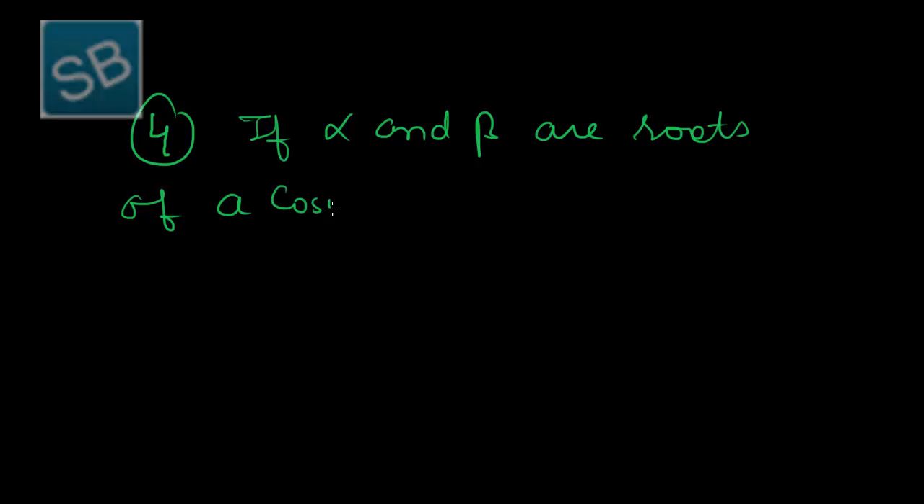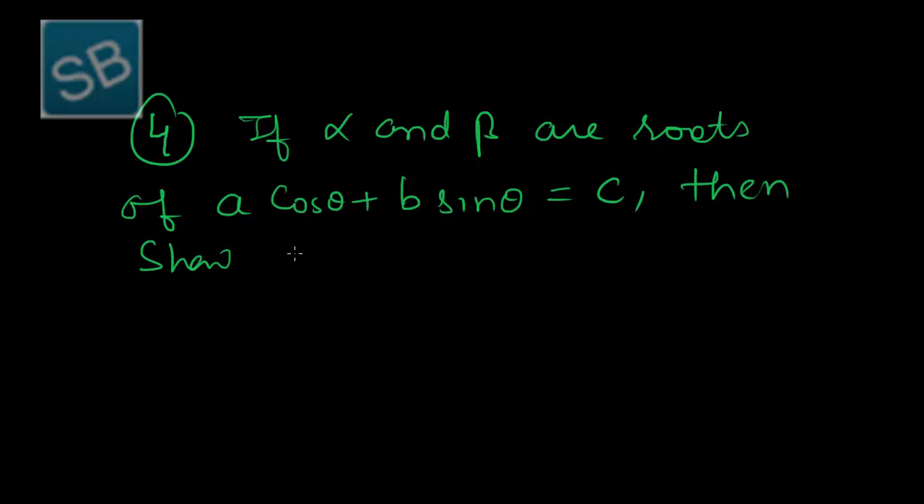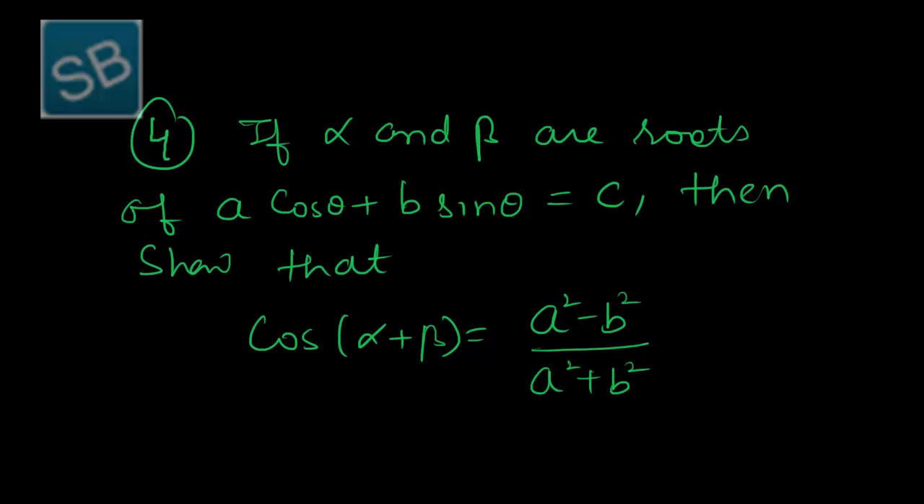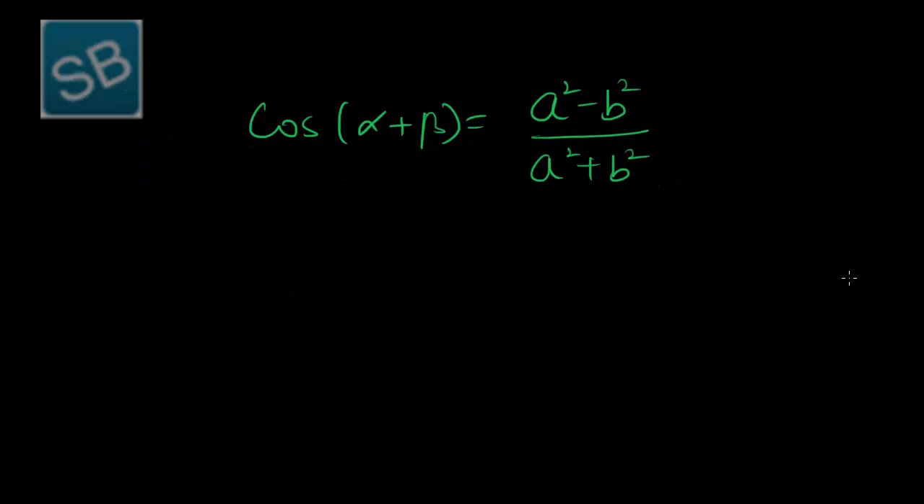Now the fourth problem is: if alpha and beta are roots of a cos theta plus b sin theta is equal to c, then show that cos of alpha plus beta is equal to a square minus b square over a square plus b square. So we are going to solve such a problem.